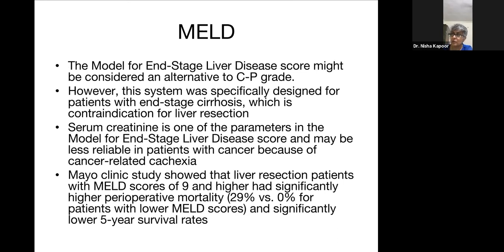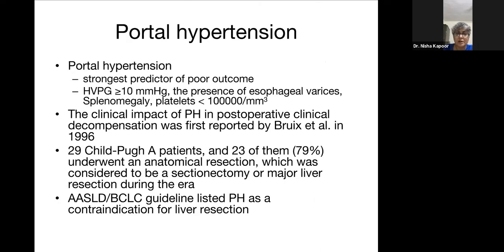Now, MELD scoring could be considered as an alternative to the CTP scoring. However, this was specifically designed for patients with end-stage cirrhosis, which anyway is a contraindication for liver resection. And serum creatinine, one of the parameters for MELD, may be less reliable in patients with HCC because of cancer-related cachexia. The Mayo Clinic study showed that liver resection patients with MELD scores of 9 and higher had a significantly higher perioperative mortality, 9% versus 0% for patients with lower MELD scores, and also had lower 5-year survival rates.